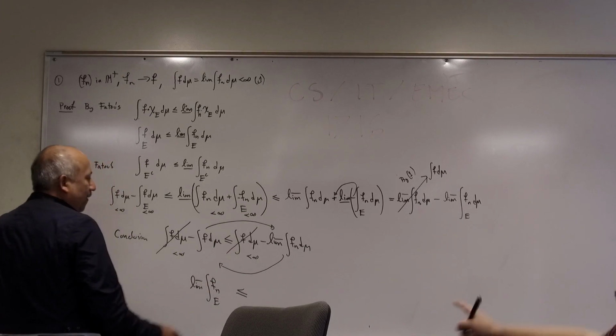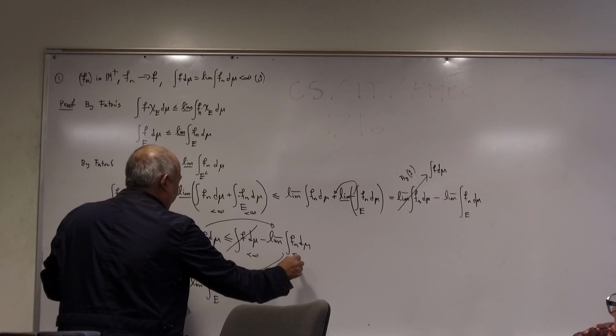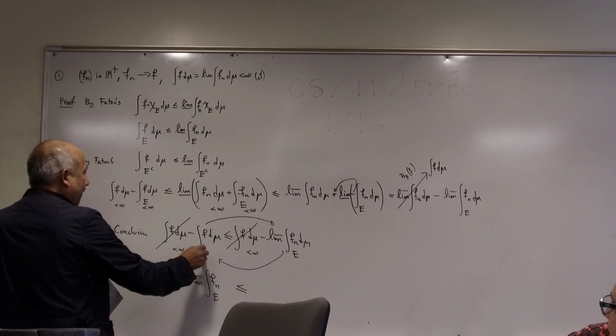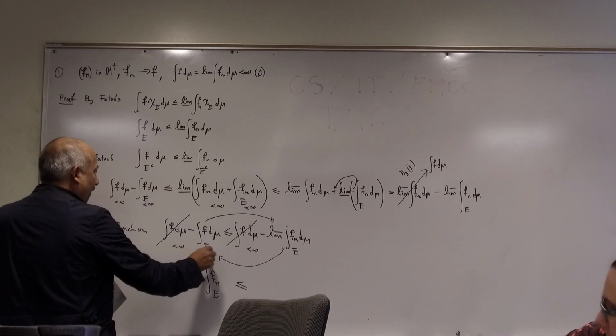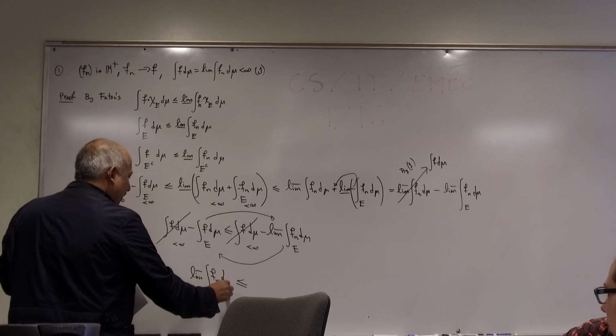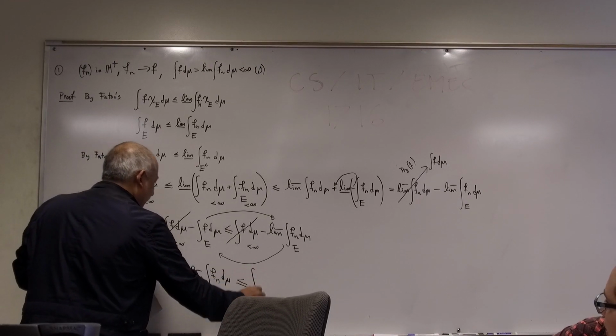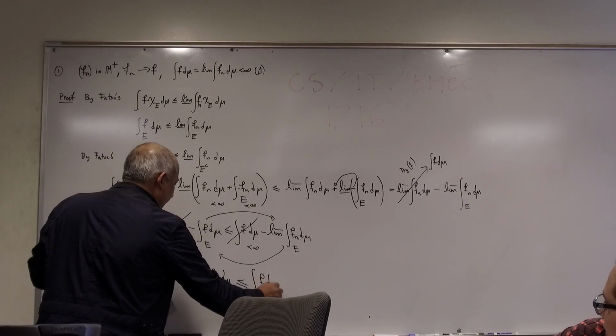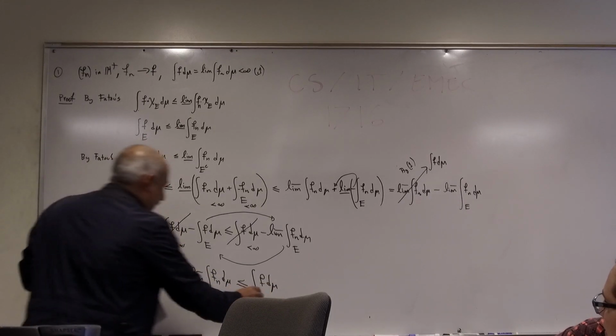Oh, hold on. It should be an E. There should be an E. And here too, right? Yes? Yep. The integral over E of f d mu is less than or equal to the integral of f d mu. E. Right? E.